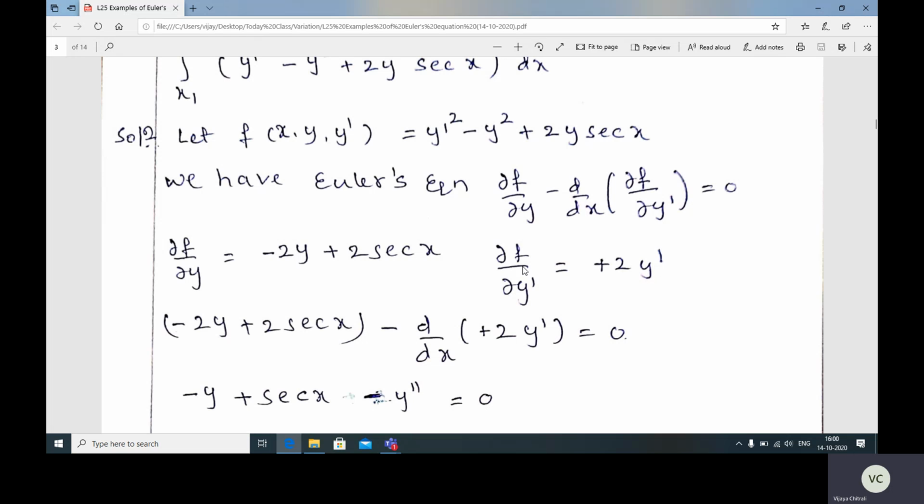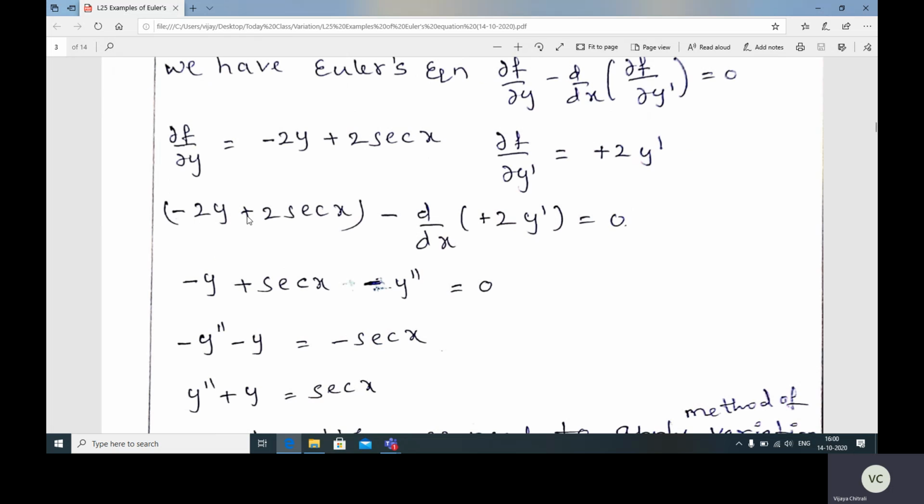So substitute these two in Euler's equation. So minus 2y plus 2 sec x minus d by dx of 2y dash, this is equal to 0. And here 2 is common for both the terms. Take 2 common and send this from LHS to RHS. So 0 into something will be 0. Next step is minus y plus sec x minus d by dx of y dash. The derivative of y dash is y double dash. So d by dx of y dash is y double dash. So this is equal to 0.